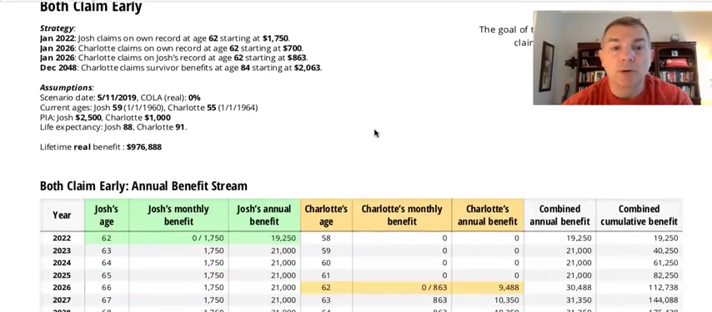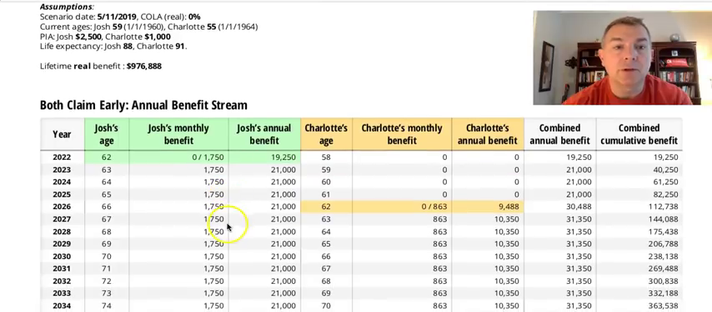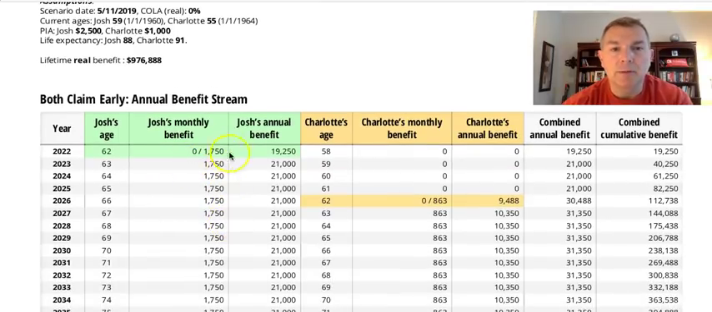Now we'll show you both claim early, and I love these little charts here. Annual benefit stream. Again, let's just go to the second year because the first year they only have 11 months, and that's the way Social Security works. So if I claim early, I'll get $1,750 a month.